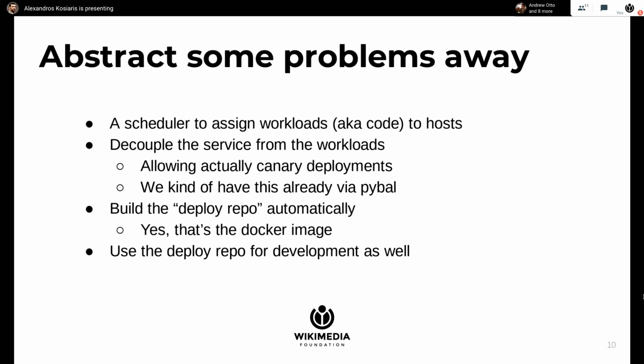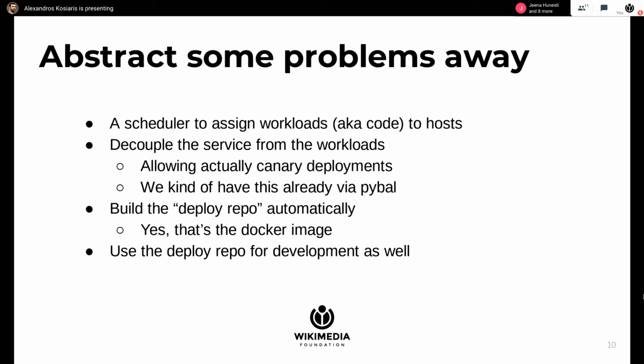And another thing that would help us solve these problems is building the deploy repo automatically. And yes, we will be calling it a Docker image from now on, because that's what we ended up implementing. And use the Docker image as well for deployment, because we can do it locally. We can use, and we've actually demonstrated this, the Docker image locally to develop stuff.